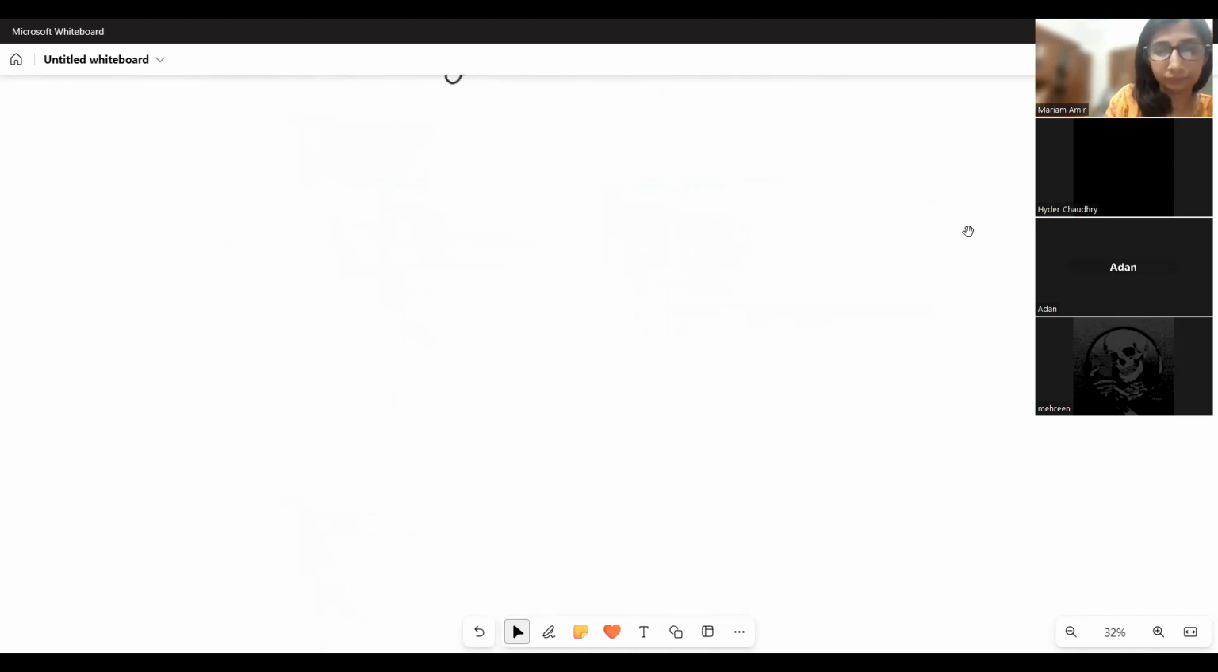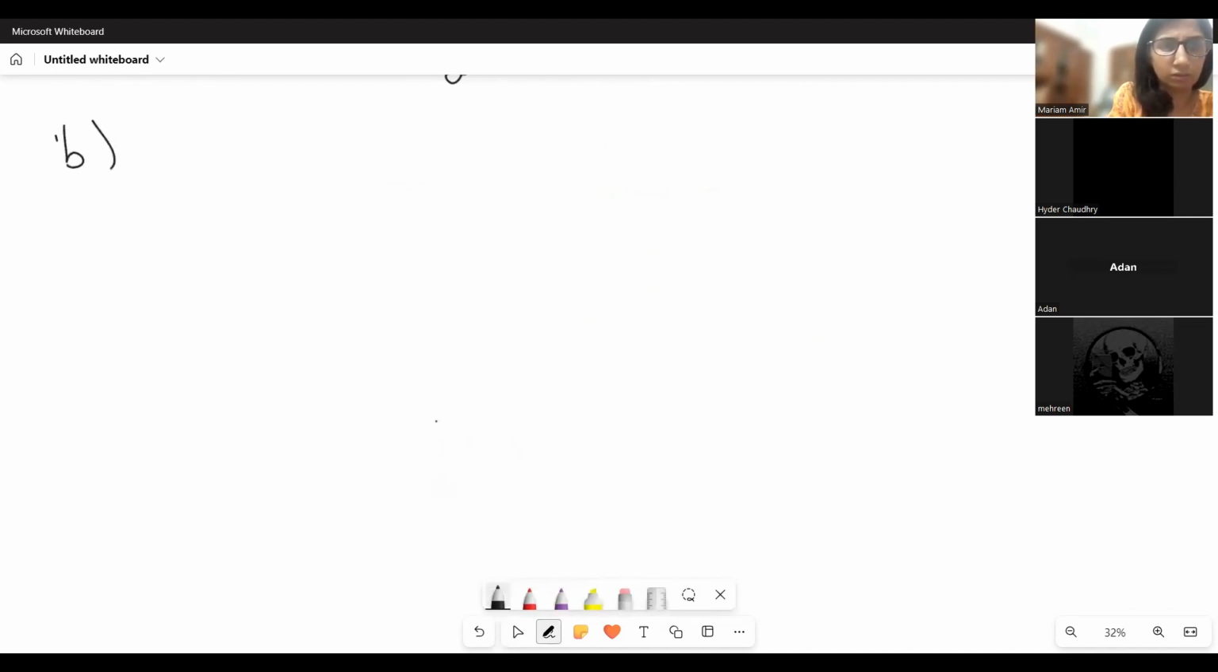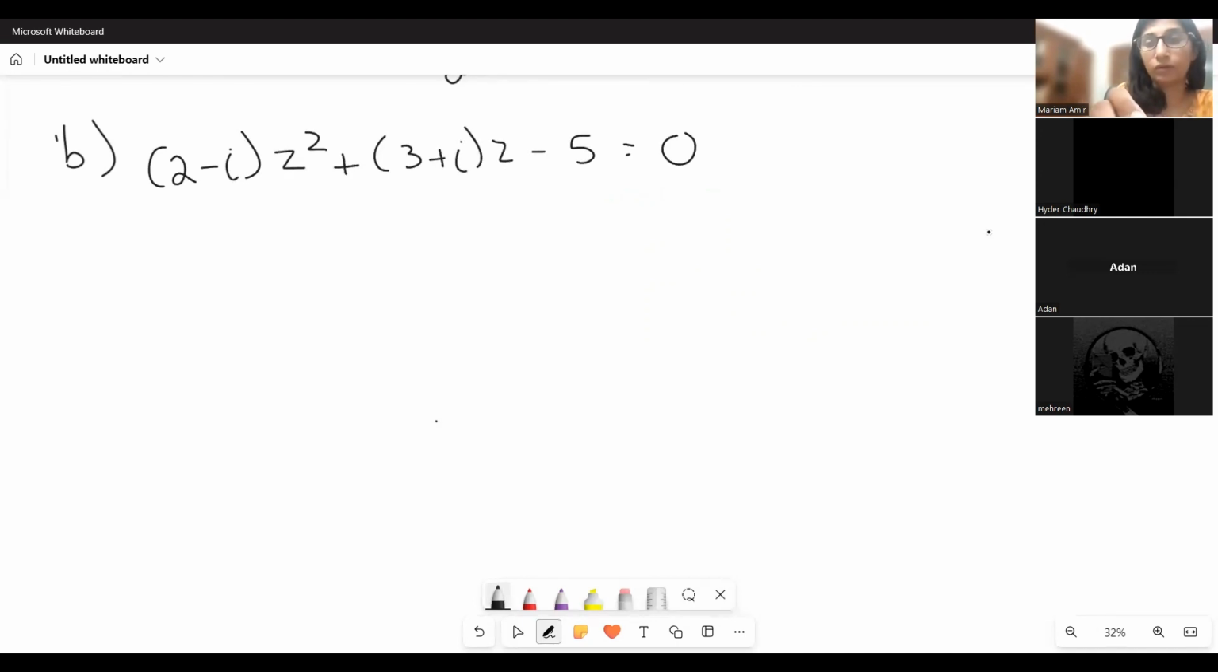Part B, which is 2 minus iota z square plus 3 plus iota z minus 5 is equal to 0. We have a quadratic equation, yes. Are a, b, and c real? No, they're not real. So that means that the answer would not be conjugate pairs.